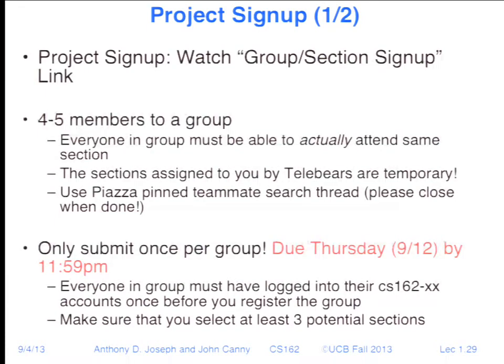Everyone has to log in to their account before they can submit the project form. And it's ideal if you have at least three potential sections. Minimum, two sections. We're trying to load balance 184 students across all of our different sections. We don't want to have 20 students in one section and 80 in another. So please provide as many potential sections as you can. The fewer you provide, the less likely we're going to be able to schedule everybody into their top choice.